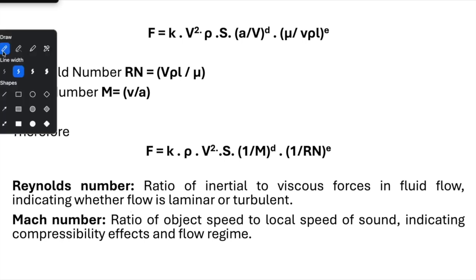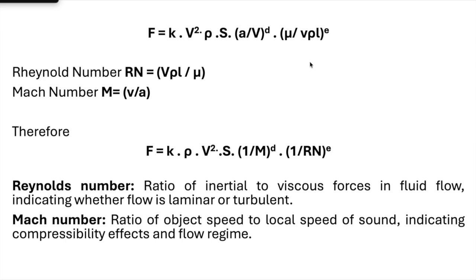Now simplifying the earlier equation, I have got this equation, which is F equals K times V squared rho times S into A divided by V times D to the power D, and times mu divided by V rho L to the power E.